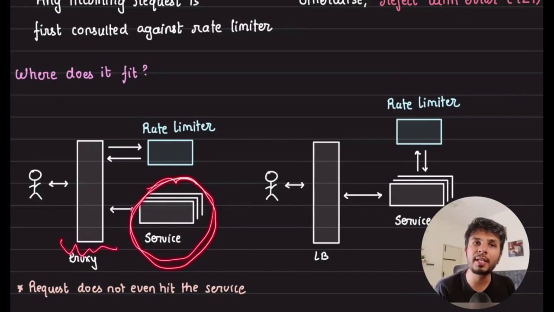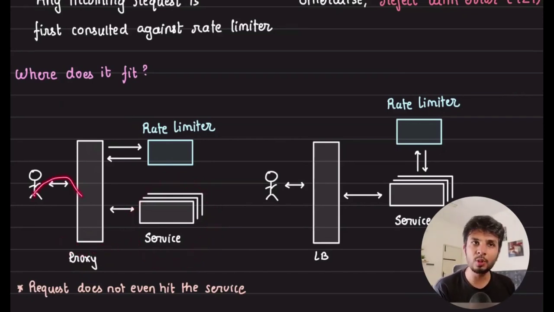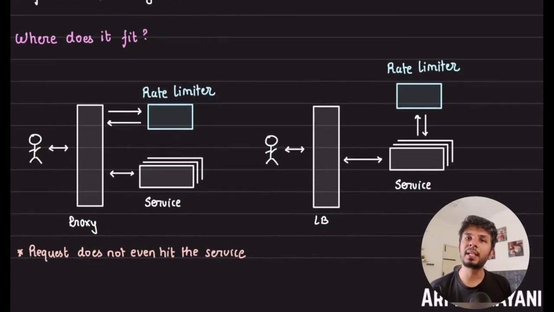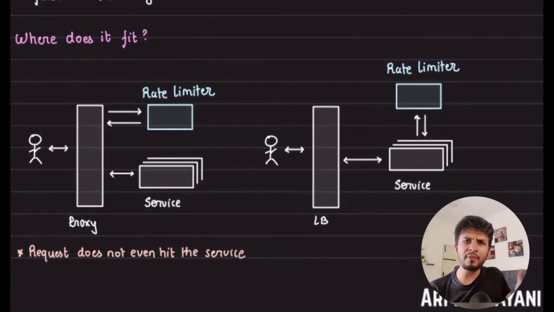If you have a front-end proxy, the request comes to the front-end proxy, which checks the rate limiter. The rate limiter says no, you cannot move forward, and it immediately responds back with 429 to the user. The request is not even coming to the backend, the payment service, at all, right? This is one place.